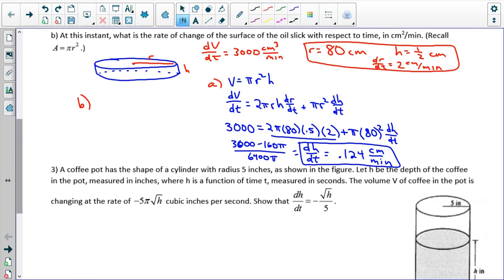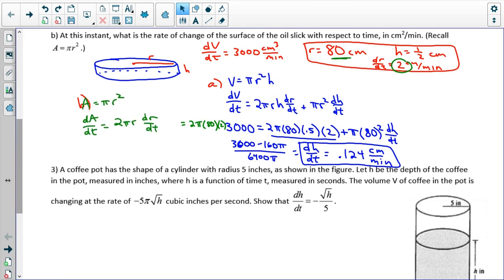So the surface area of a circle is pi r squared. We take the derivative, so dA dt, which is what we're trying to find in this problem, is 2 pi r dr dt. And at this exact moment, once again, they've given us both of these pieces of information that I can substitute in. So 2 pi times 80 times 2.